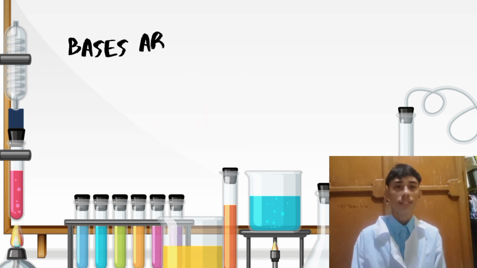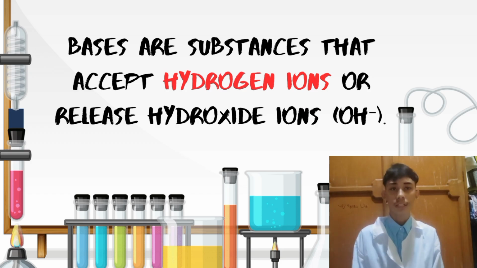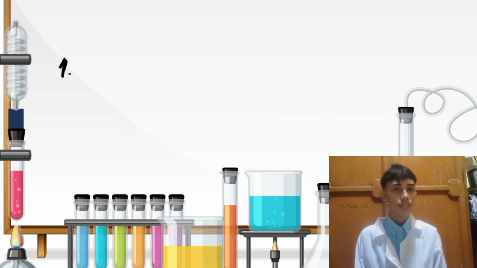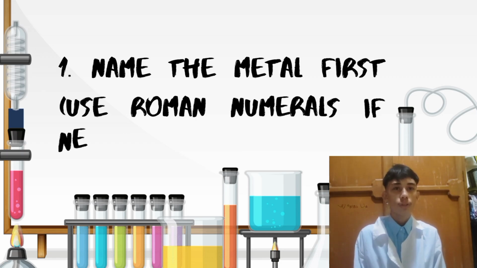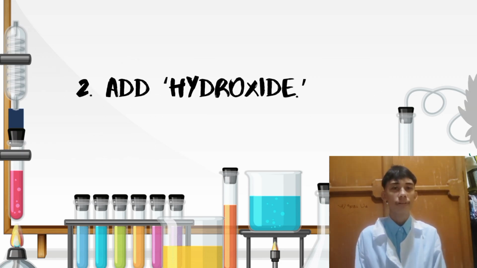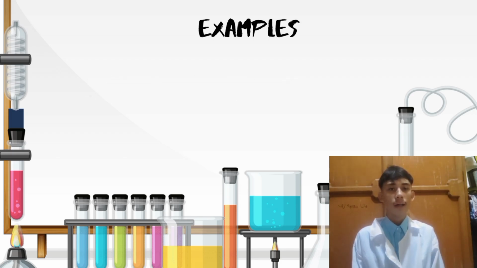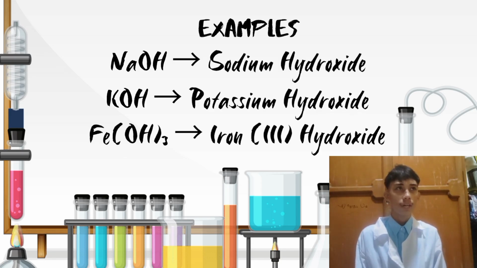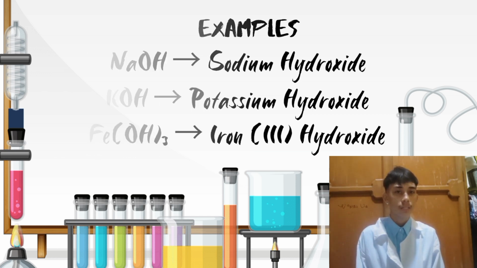Bases are substances that accept hydrogen ions or release hydroxide ions. Rules for naming bases. Firstly, name the metal first. Use Roman numerals if needed. Secondly, add hydroxide. For the following examples, NaOH is equal to sodium hydroxide. KOH is equal to potassium hydroxide. Fe(OH)3 is equal to iron(III) hydroxide.